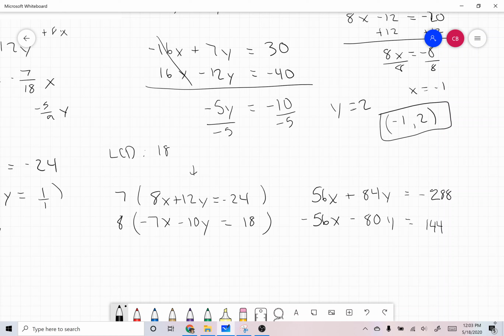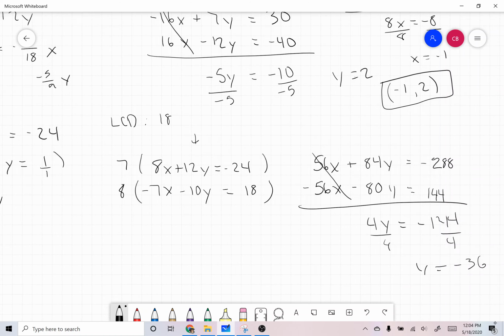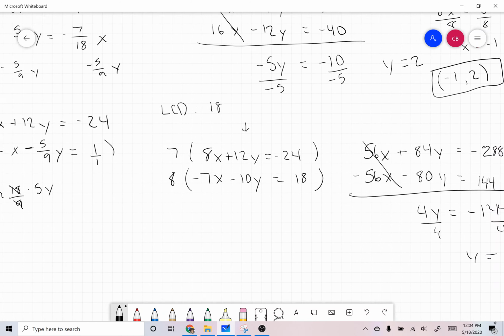Okay, so we've got that. We're going to add the two together. This is 0. This is 4y is equal to negative 144. I think that's 36, but I could be wrong. 4 times 36, 144. Yeah, so this is 4y is equal to negative 36. Okay, so we've got y equal to negative 36.